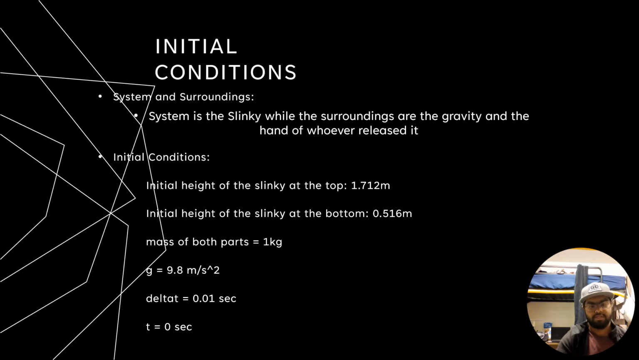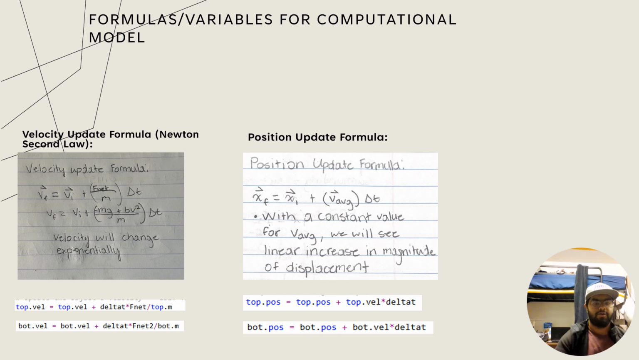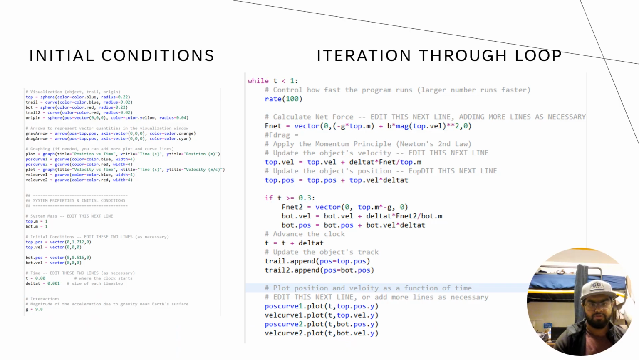Gravitational constant, delta t, and t. You can see there. Here is how I used the velocity update and position update formulas for both the top and the bottom. You can see I have two different versions for it. And then for F net, I was able to use it in the velocity equation. So for our initial conditions here on the left, you can see all the initial conditions. When I was making the code, we also had to create a couple new objects. So we have two balls that are being tracked, which each represents a different part of the Slinky. And on the right is the iteration through the loop, which can be seen here.